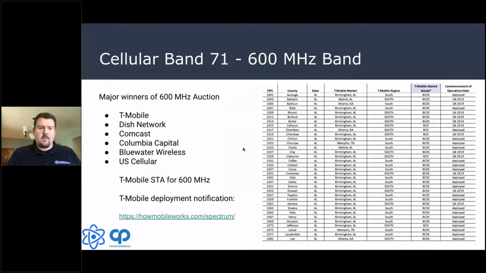And later on, when we're doing live demos, the slides are going to have some outlines on them of what the live demo is covering. So it could be helpful to follow along with that. But this one's showing you what T-Mobile's doing in some particular markets. This is a list of some other winners of the auction. So if you hear about cellular band 71, that's what people are talking about.